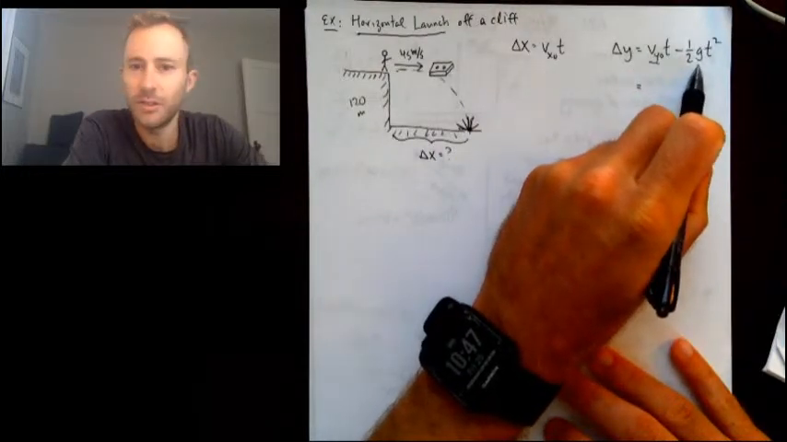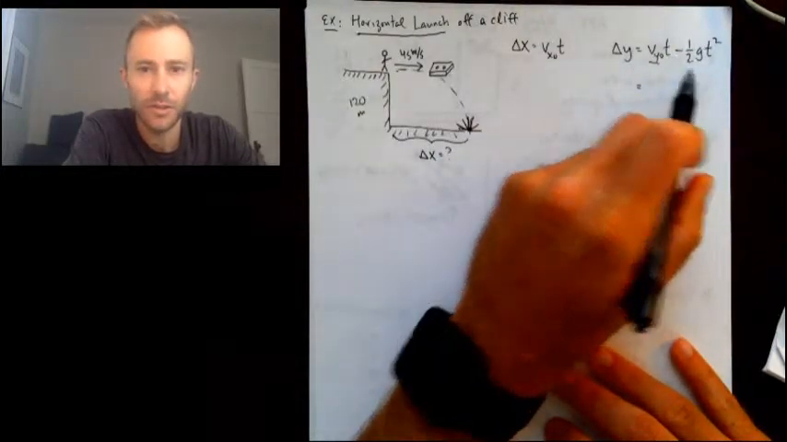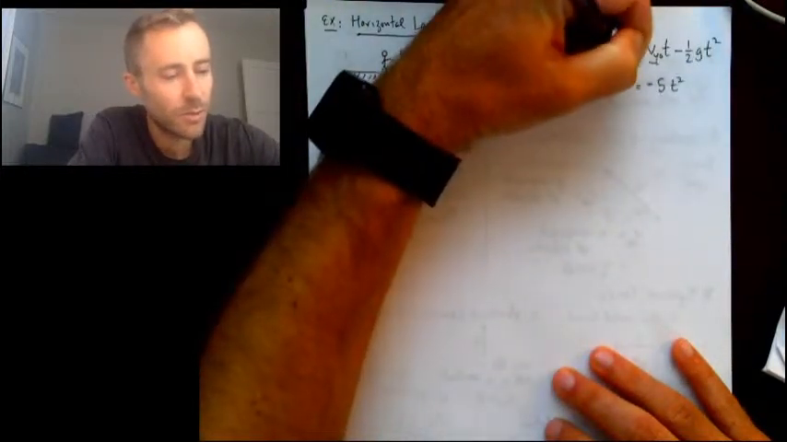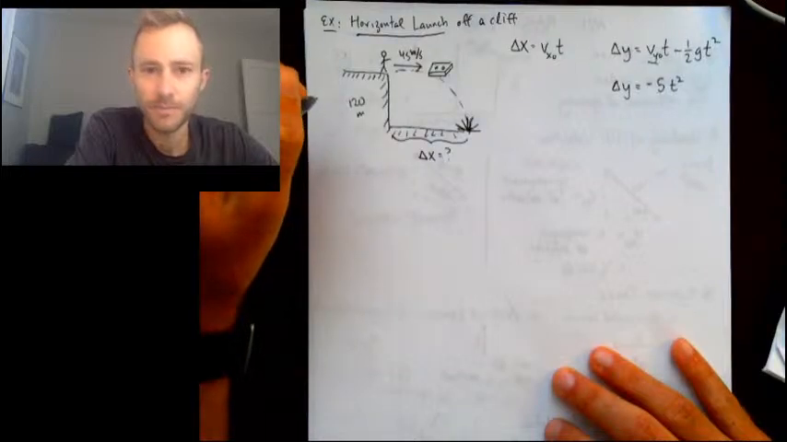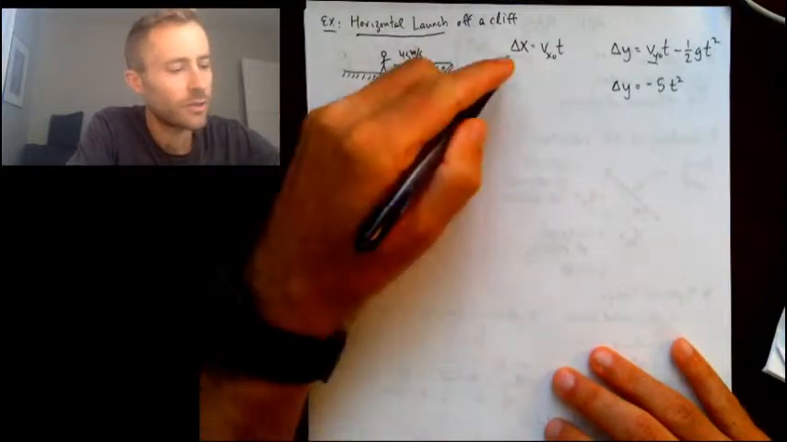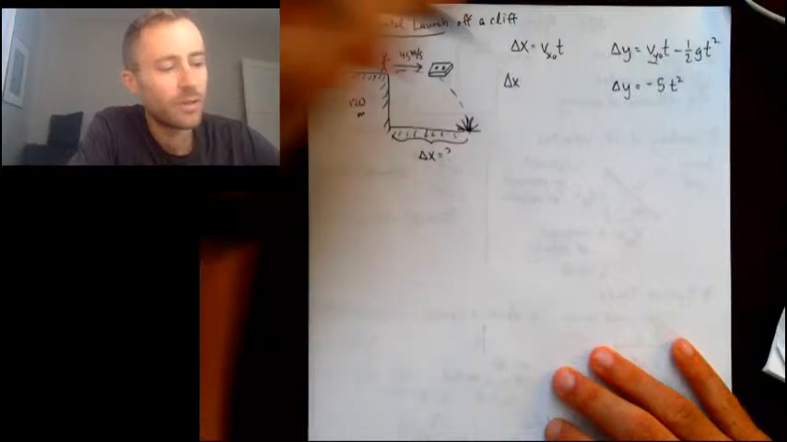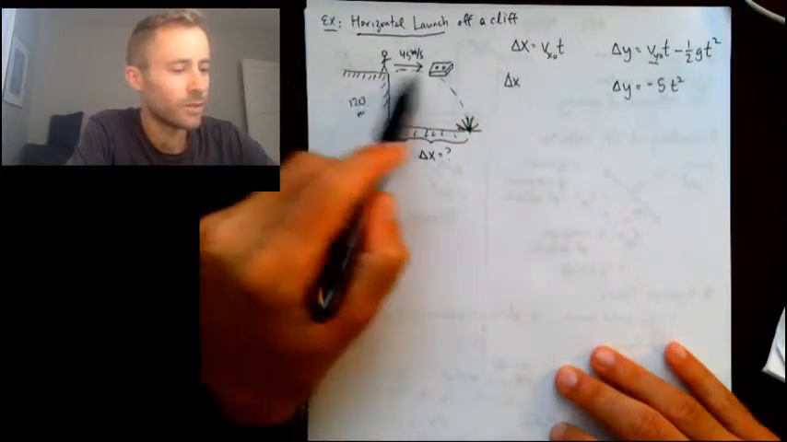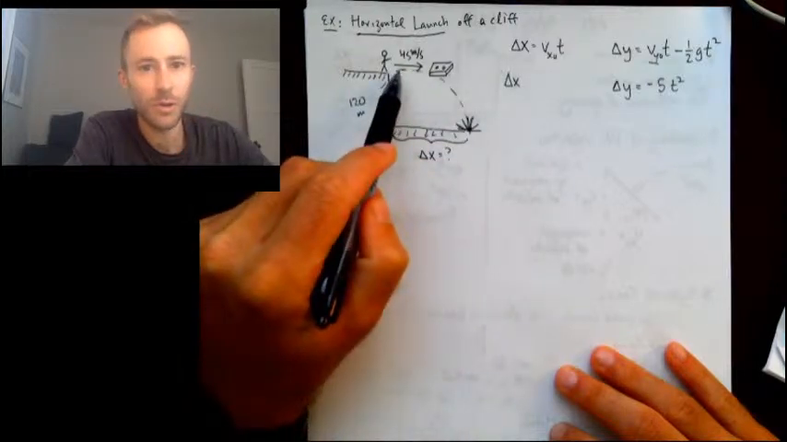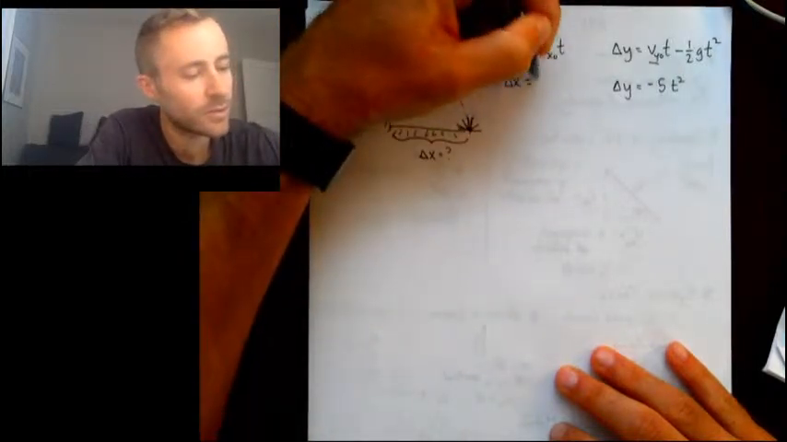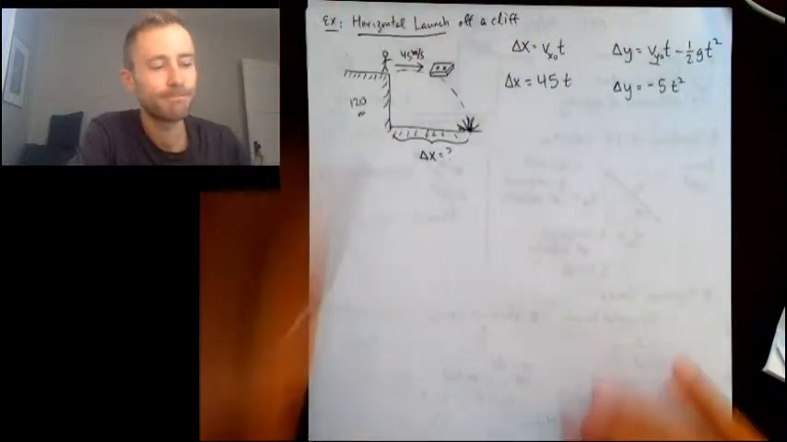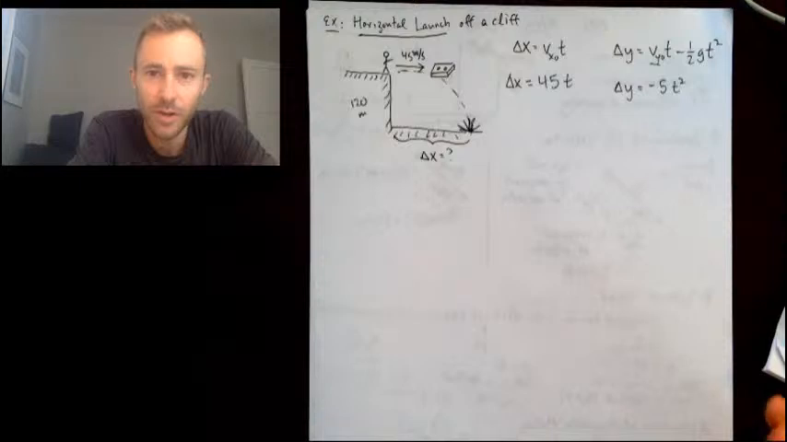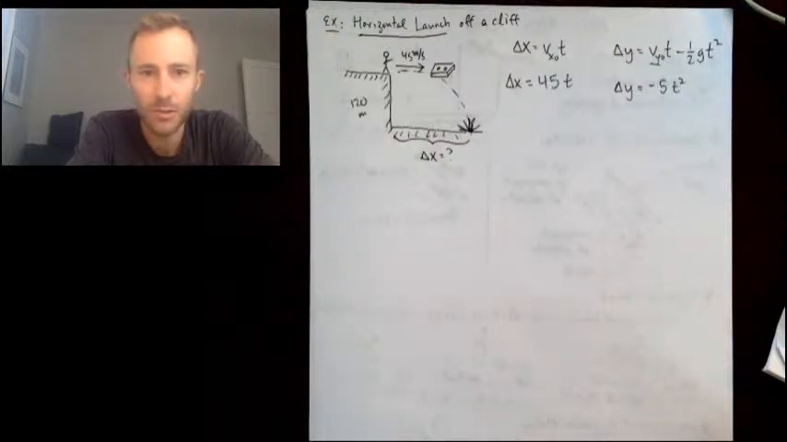So negative 1/2 g is negative 5. So we have negative 5t squared equals delta y. That's our delta y equation. Our delta x equation, all of the initial motion is horizontal. So Vx naught is the full 45 meters per second. So we have delta x equals 45t. So these are our two equations. With these two equations, we can solve everything we need to know about projectile motion.